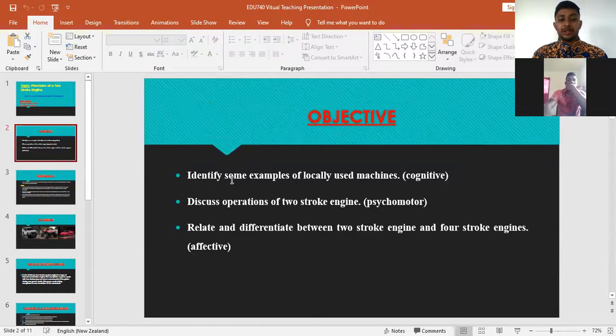Objectives. The objectives of this lesson are to identify some examples of locally used machines, which is the cognitive level. Next is to discuss the operations of a two-stroke engine, the psychomotor level. And the third objective is to relate and differentiate between two-stroke engines and four-stroke engines, which is the affective domain.